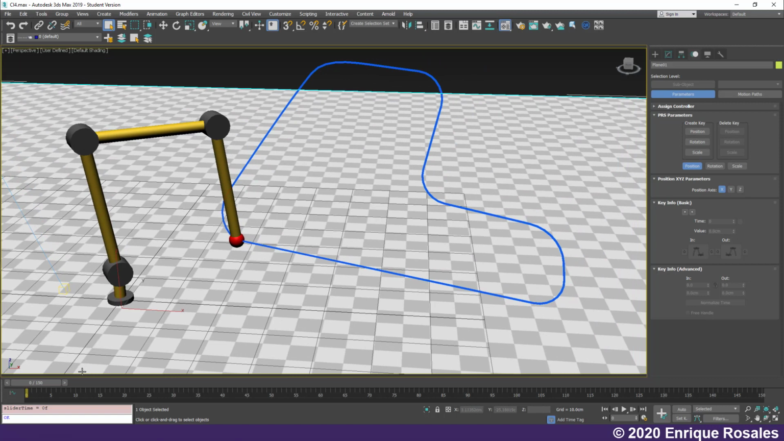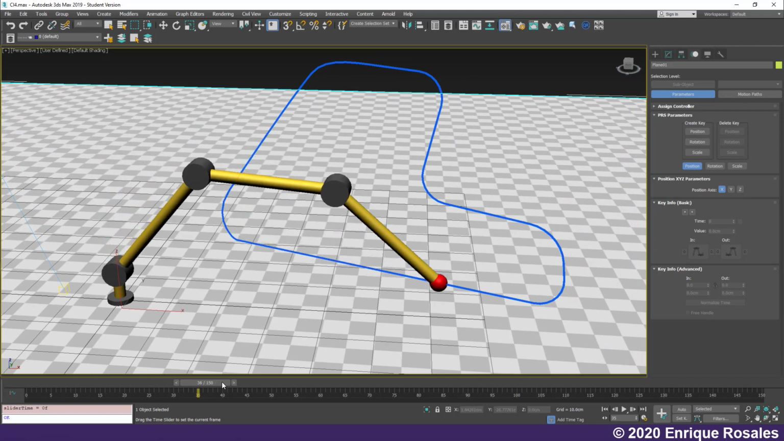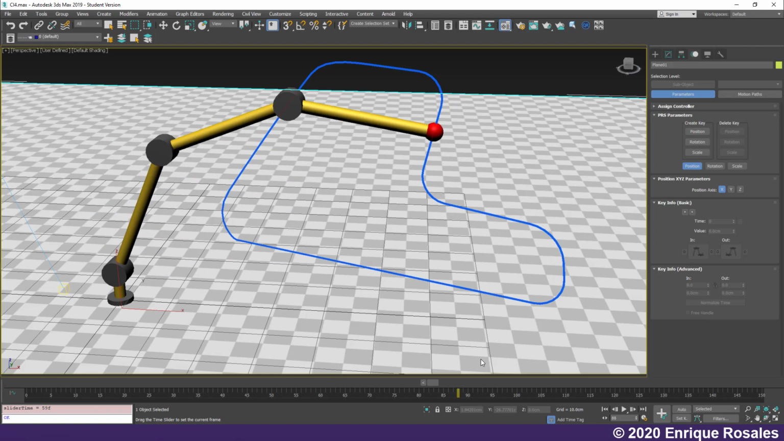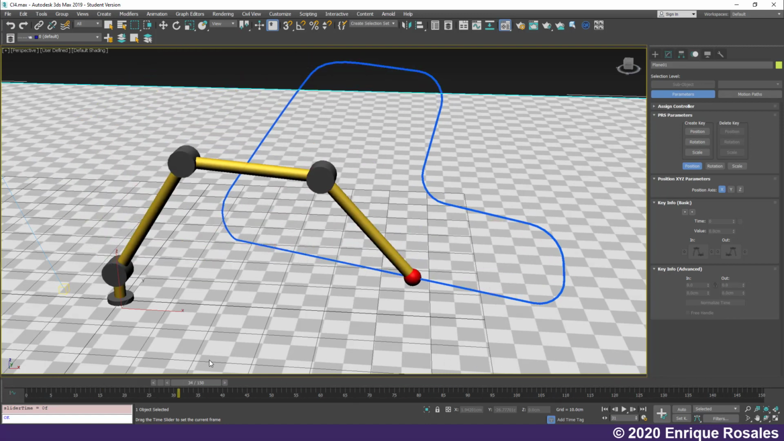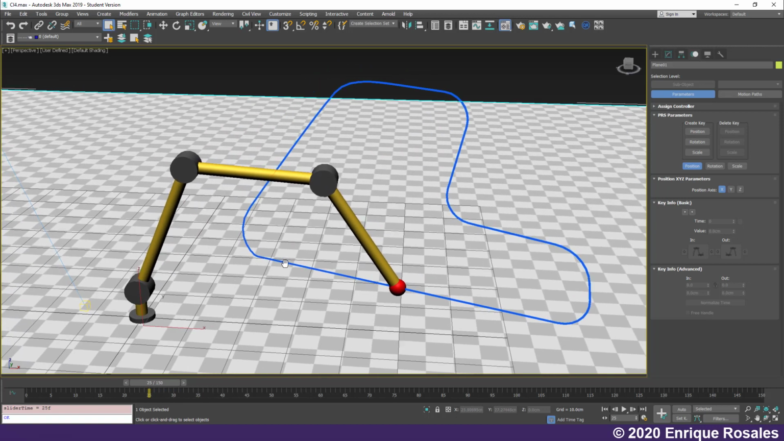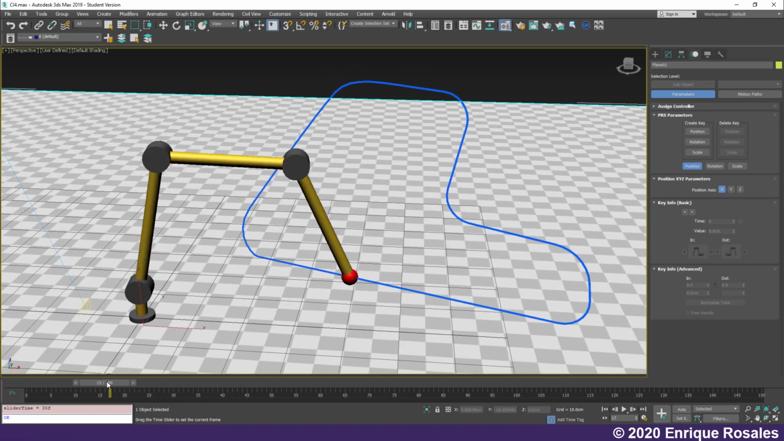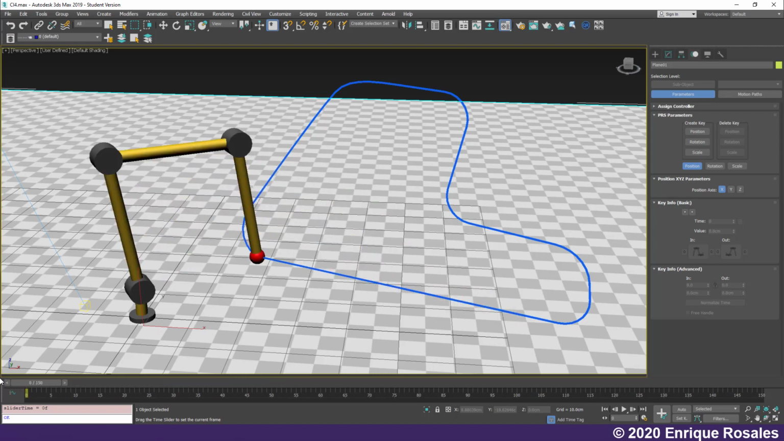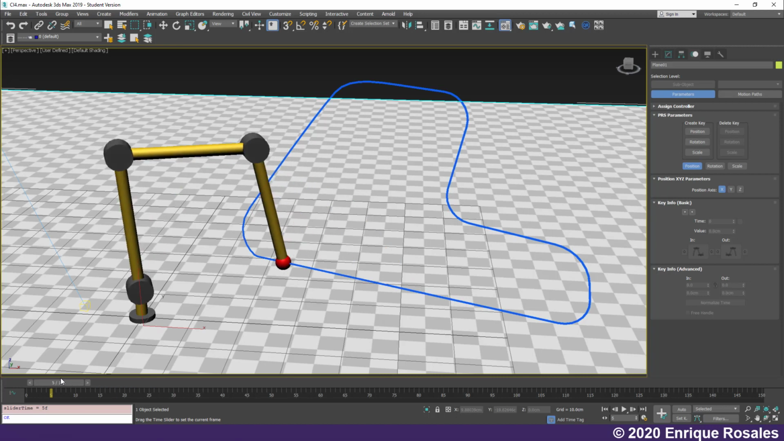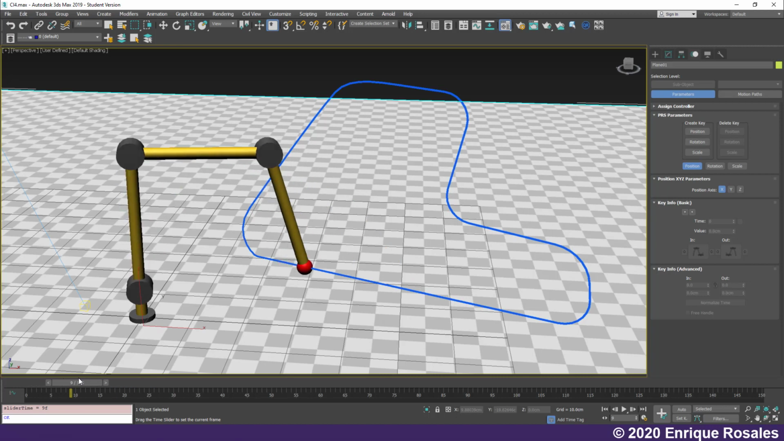So this is an inverse kinematic solution which has a kinematic chain that doesn't have two links anymore. It has three links and it's working perfectly fine. So the trick here is that we have three links, but we are first solving the inverse kinematic problem as a two-link problem.